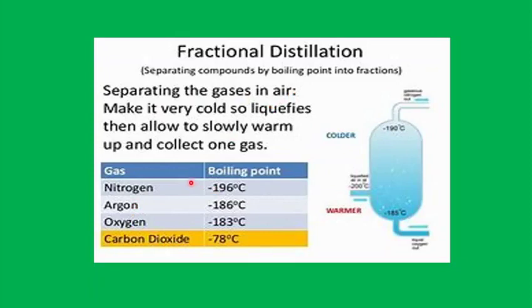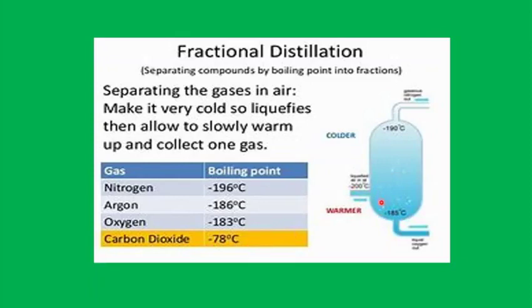So these different gases have different boiling points. For example, the lowest boiling point is nitrogen. It is as low as minus 196 degrees Celsius. Argon, one of the noble gases, has a boiling point a little bit more than nitrogen, minus 186 degrees Celsius. Oxygen's boiling point is minus 183 degrees Celsius, and carbon dioxide is minus 78 degrees Celsius.